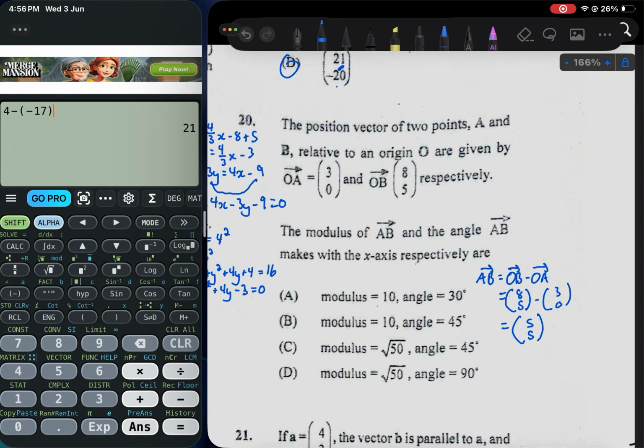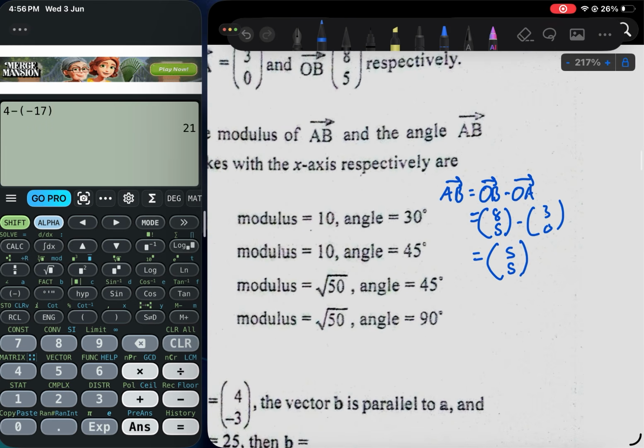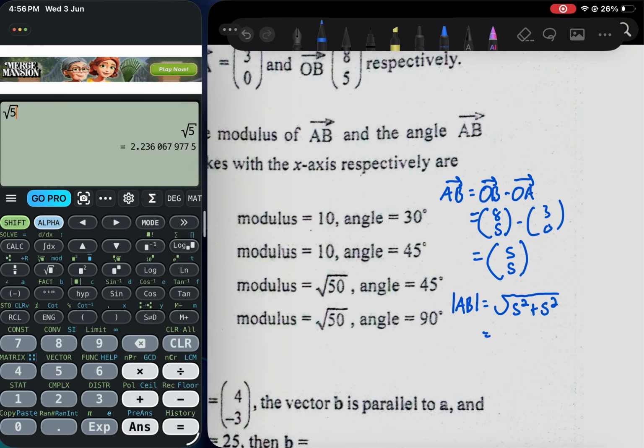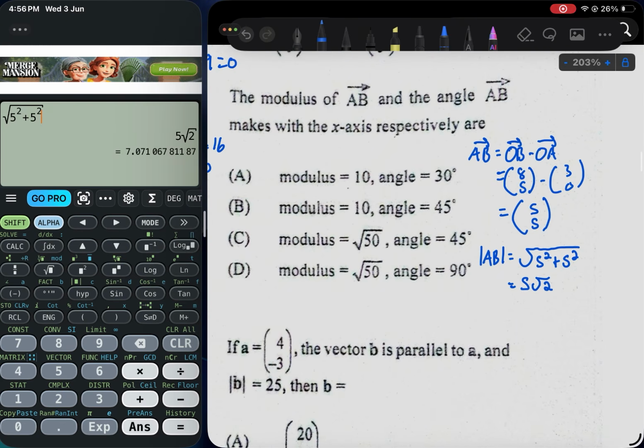And in order to find the modulus, which is basically the length, it's just the square root of the x squared and y squared. So once you work that out, we're getting that 5 squared plus 5 squared, the square root of that, is equal to 5 root 2. However, that isn't an option. But we know that 5 root 2 is the same thing as root 50.